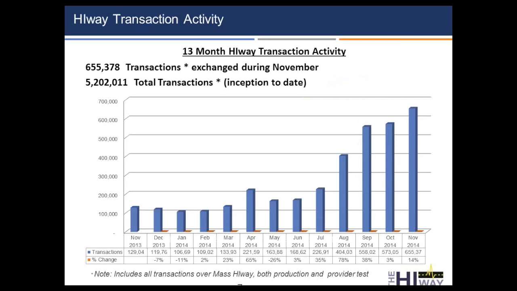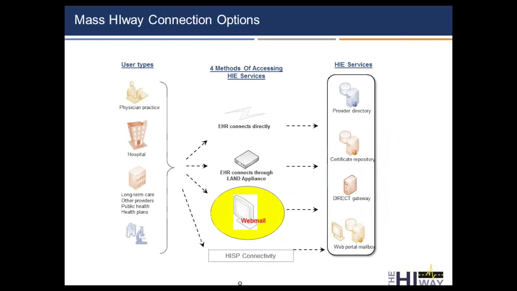So this is a 13-month transaction activity. As you can see, we have grown steadily ever since November 2013, and we are now at almost 655,37. So it's a pretty good usage, and most of this is coming from those 50-plus customers that are currently actively transacting. We're now going to cover the various types of connections that MeHI provides.